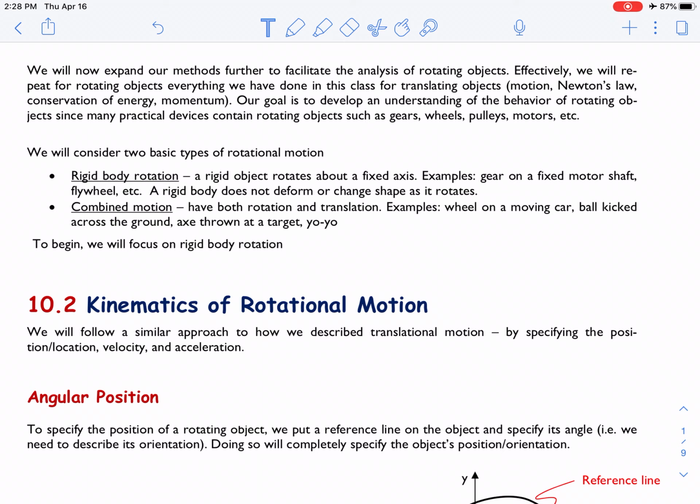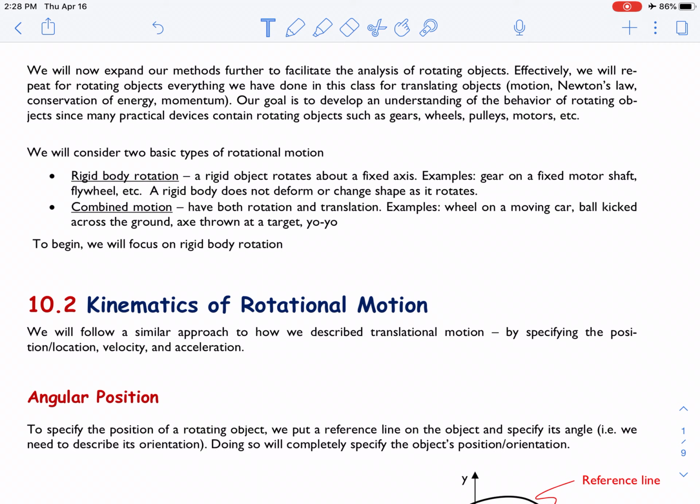And after that, we are going to talk about combined motion. What do we combine? We combine this rigid body rotation, rotational motion, and the translational motion, as we learned earlier in this class. What are the examples? Like a wheel on a moving car. We've been ignoring the wheel motion most of the time because we didn't know how to deal with it. So we are going to learn about those now. Or a ball kicked across the ground, an axe thrown at a target, a yo-yo, and you name it.